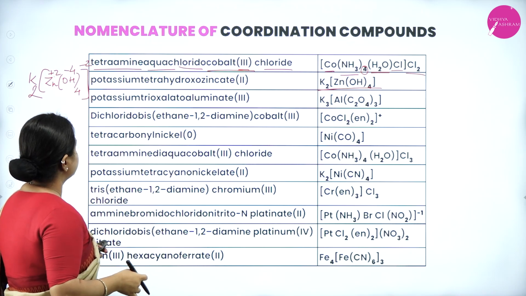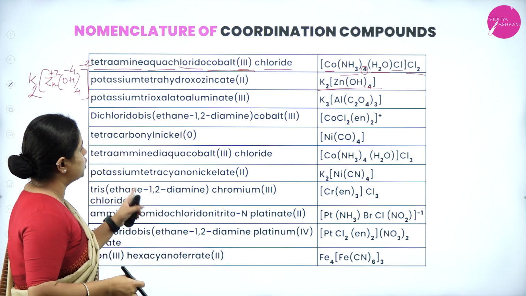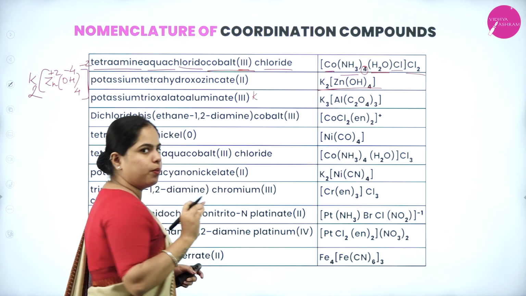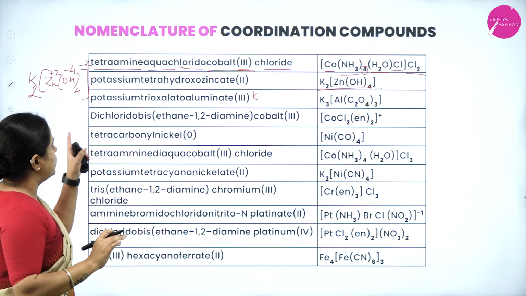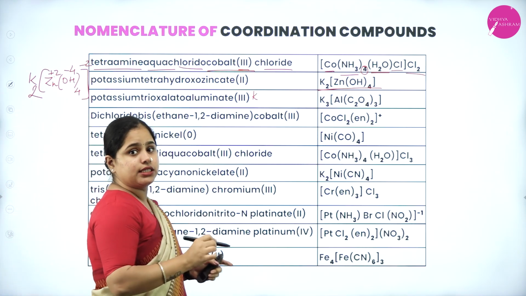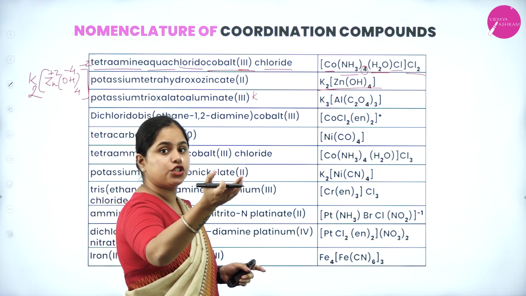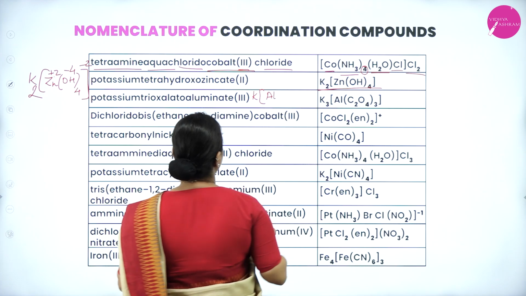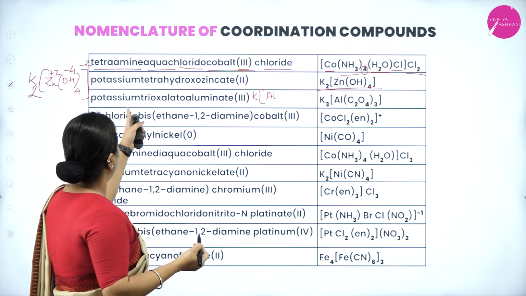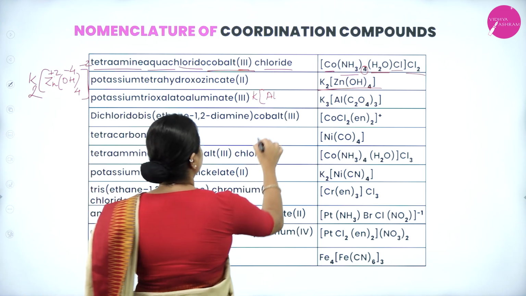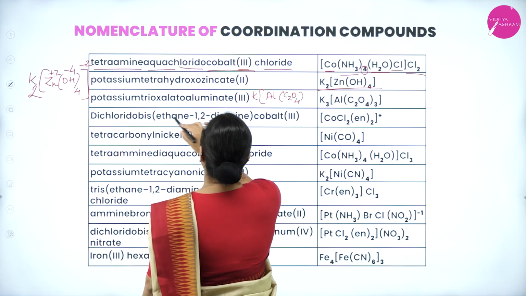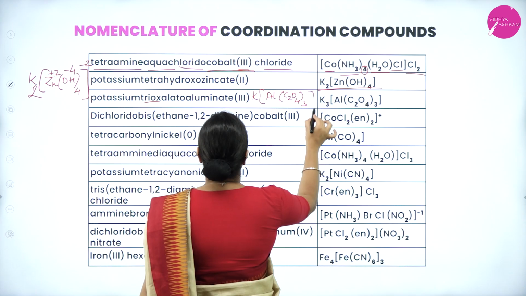Now moving on to the next example, potassium trioxalatoaluminate. Again I know it is potassium, so I write the potassium. Trioxalatoaluminate. Aluminate, so of course my coordination sphere is anionic. So in the square bracket I write the aluminium, which is aluminate, right? And trioxalato, oxalato is C2O4, right? How many oxalato are there? Tri are there. So I write the 3 there.